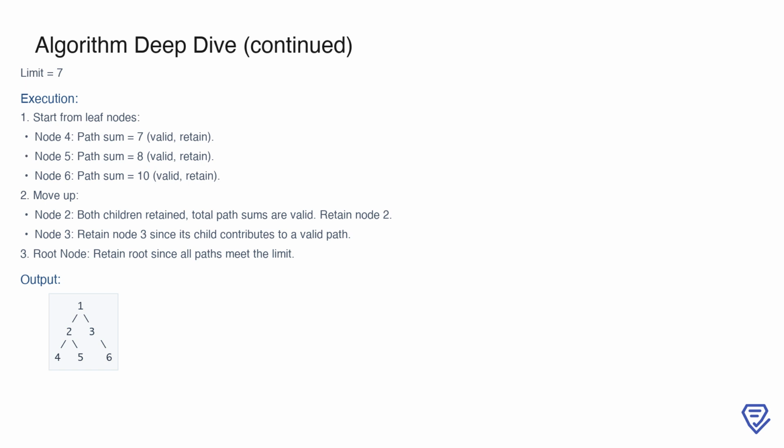Next, we move up to process their parent nodes. For Node 2, both of its children, nodes 4 and 5, have valid paths, so Node 2 is retained. For Node 3, its child, Node 6, contributes to a valid path, so Node 3 is retained as well. Finally, we evaluate the root node. Since all paths in the tree meet the limit, the root is retained, and the tree remains unchanged after pruning. The final output tree is identical to the input tree, with all nodes retained. This example illustrates how the algorithm systematically evaluates and prunes nodes based on their contribution to valid paths, ensuring the resulting tree satisfies the problem constraints.